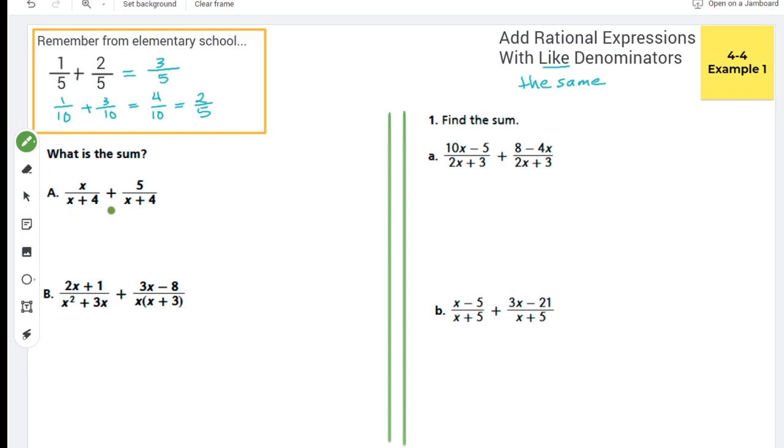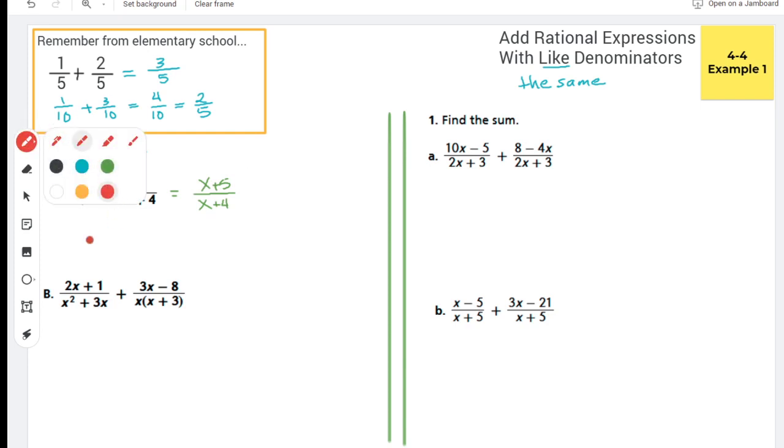Example A here, the denominator is x plus 4 for both of these. So my final fraction will have that same denominator. And in the numerator, I'll have x plus 5. And then I want to check and make sure that the top of the fraction and the bottom of the fraction, that there's not anything that would cancel out. And in this case, we're good to go.